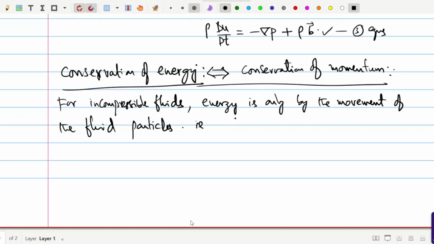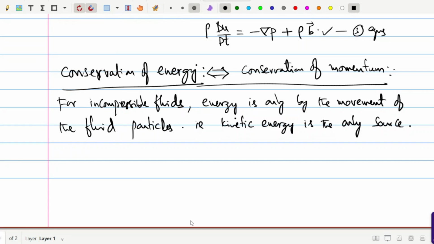That is only by kinetic energy. Kinetic energy is the only source for these fluids. Okay. So what is the kinetic energy of the fluid?